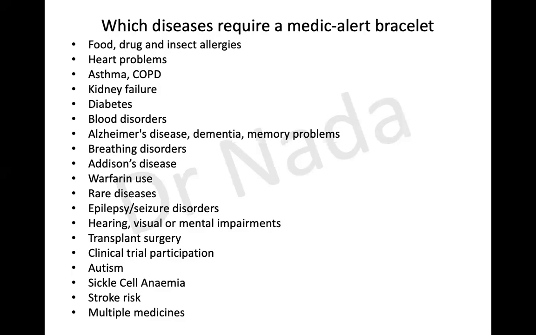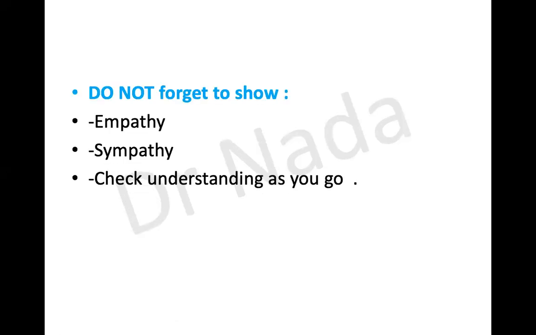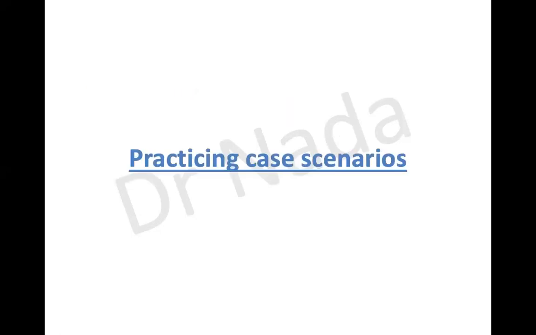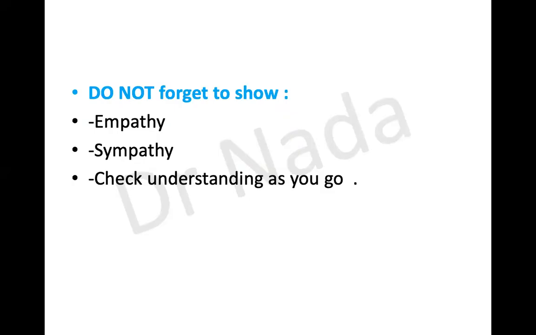Let's say you are asked to explain the diagnosis of Addison's disease. Then it's nice to tell the patient that we give patients who are diagnosed with a similar disease a medical alert bracelet, which carries their diagnosis just in case of emergency. It's going to be well known that you have Addison's disease, so the medical personnel know how to deal with your disease in case you lose consciousness or something. Don't forget to show empathy, sympathy, and understanding as you go.